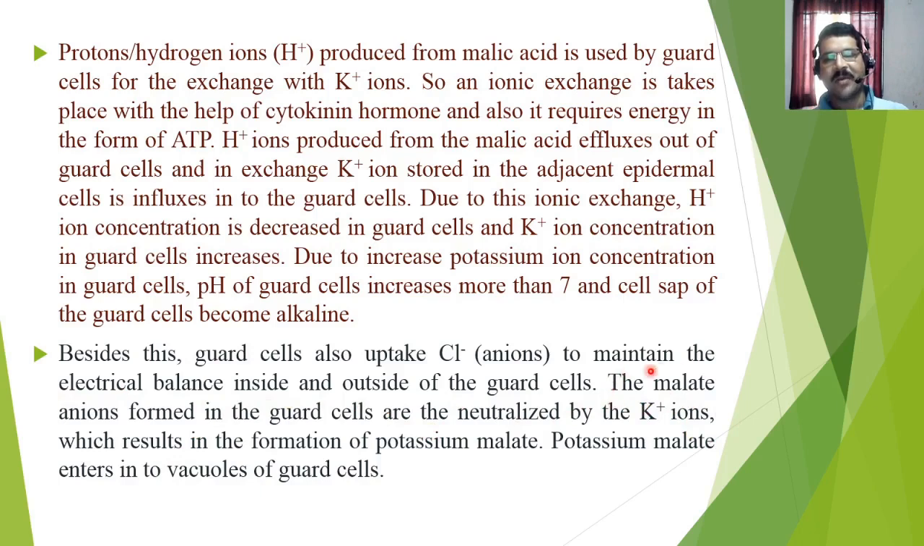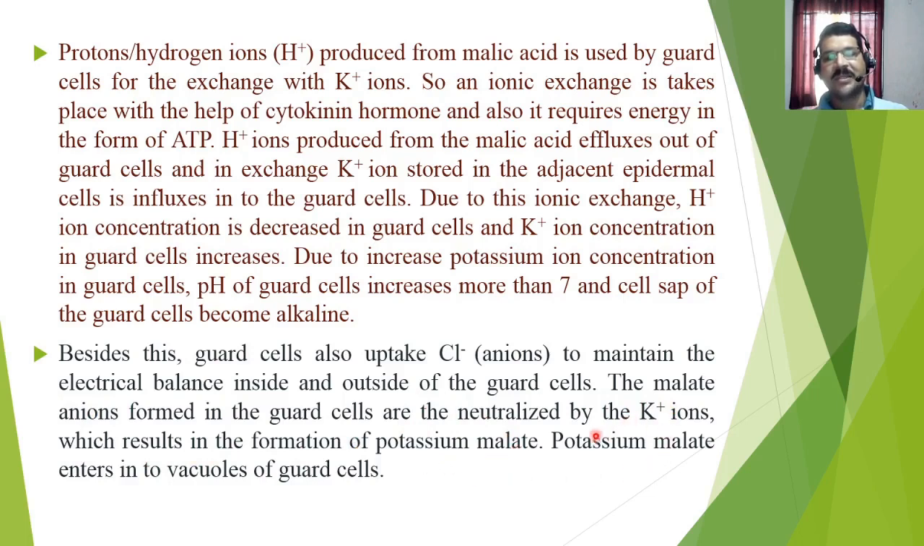The malate anions formed in the guard cells are neutralized by the K plus ions. We have seen that malic acid has been converted into malate ions and H plus, that is protons. Now these protons have been effluxed out from the guard cells. The remaining malate anions are formed in the guard cells. As they are negatively charged, they are neutralized by the K plus ions, which results in the formation of potassium malate.